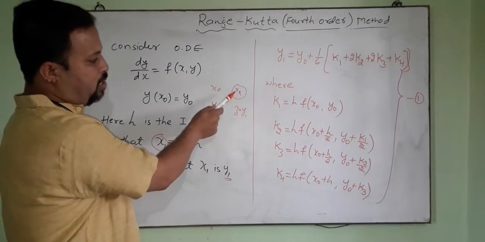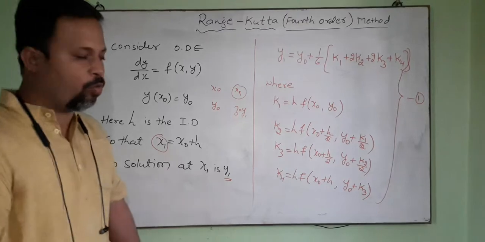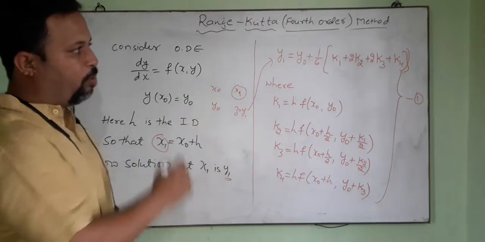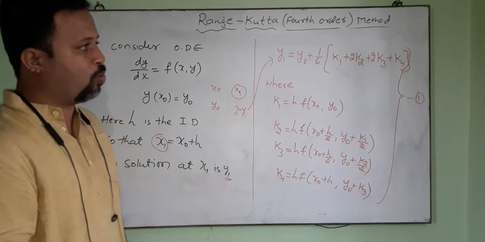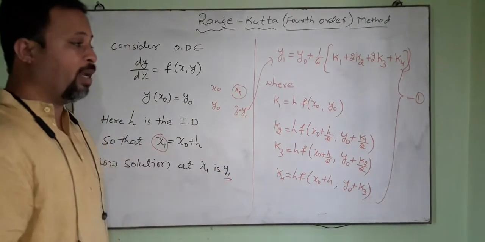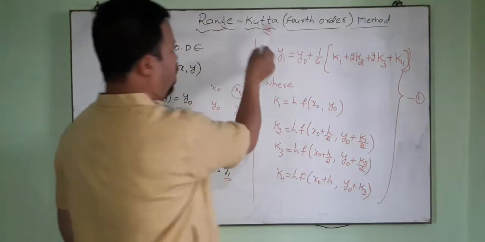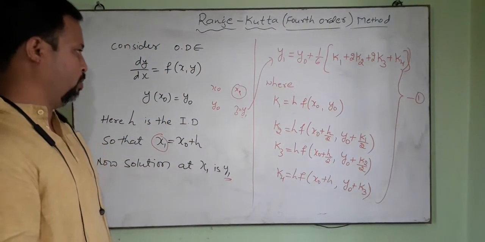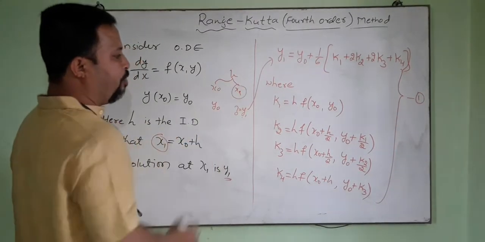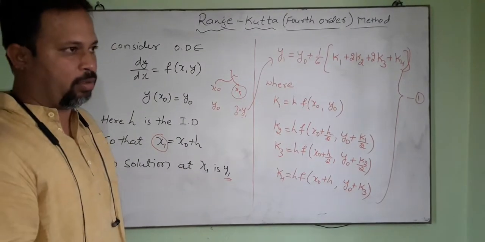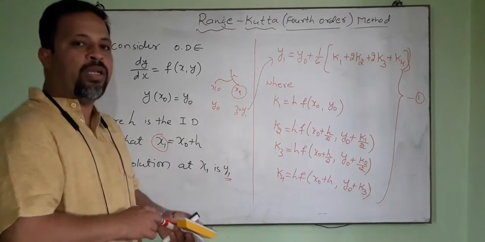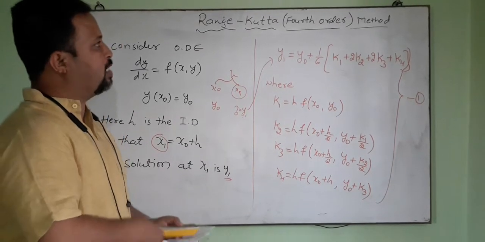That is, what is the solution at this point we have to find, and it is given by the formula y1 is equal to y naught plus 1 divided by 6 times k1 plus 2 times of k2 plus 2 times of k3 plus k4, and that is equation number 1, and this equation number 1 is called the Runge-Kutta fourth order method. Here the interval of difference is h, the difference between x naught and x1, that is x1 minus x naught. So now we will take an example and try to solve it.